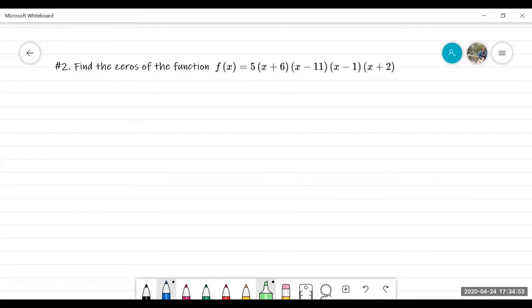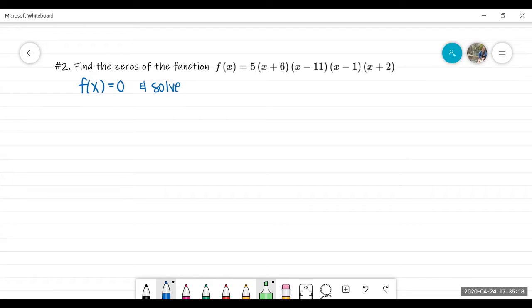Hi there. So this question is slightly different, even though the ultimate goal is the same as number one. In the last question, we were given specific points that we were supposed to test. In this question, we're not given any points necessarily. So when you're just given a function, what you want to do is set f of x equal to 0 and solve.